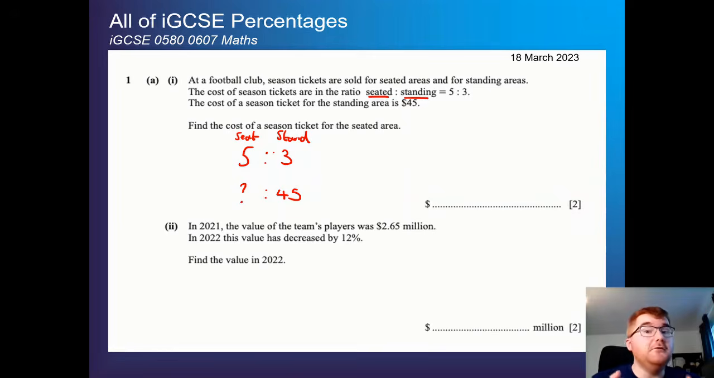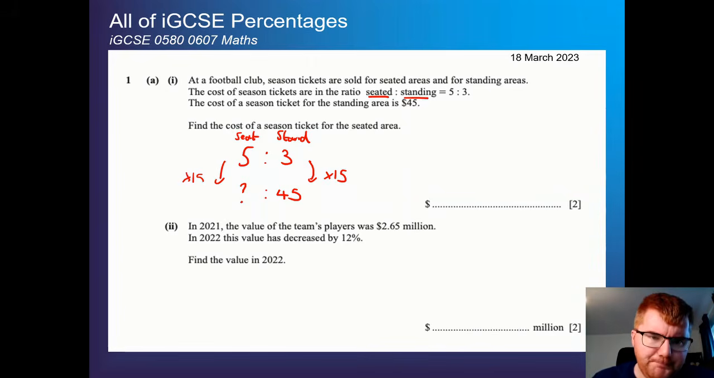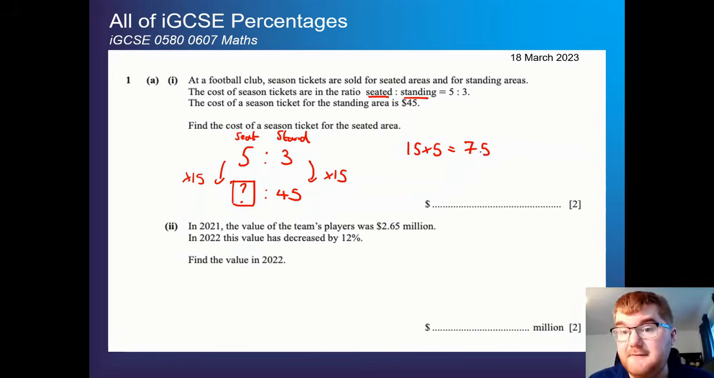So this is all about setting up your ratio correctly here. So what do we do to 3 to get to 45? Multiply by 15. So you want to do the same to both sides. This will then work out the mystery question mark. So we need to do 15 times 5. That will again give us, again on the calculator of course, $75.